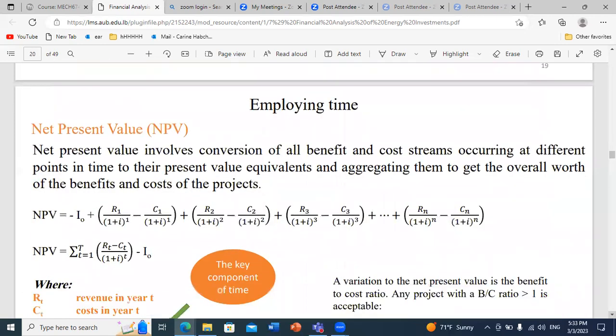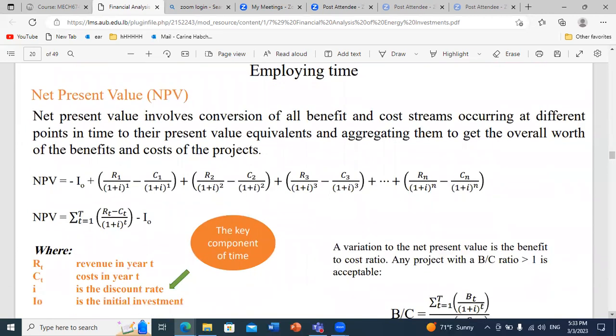So if we want to employ time, we have many new factors to take into consideration. First, we can calculate what we call the net present value. So all costs and benefits should be projected back to, we can take them back to the start of the project, to find what is the equivalent value of money of these incomes and costs if we are paying them now.